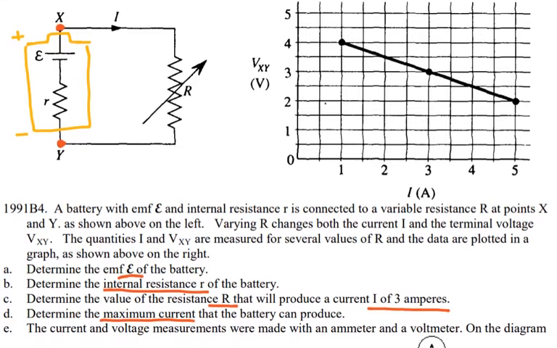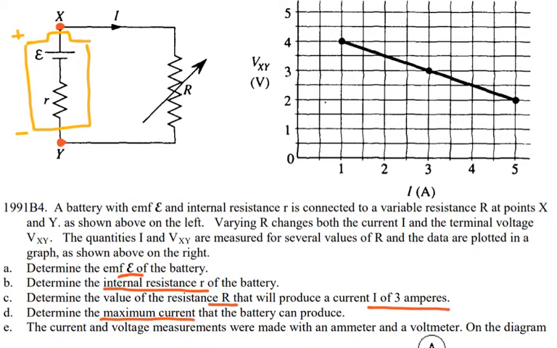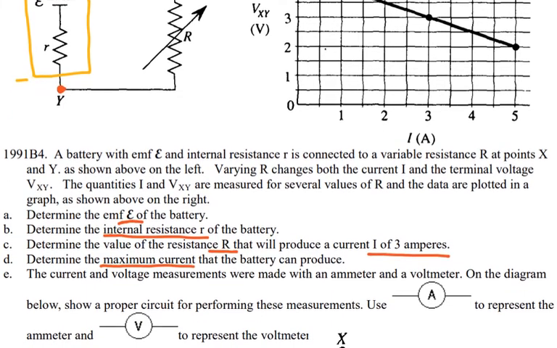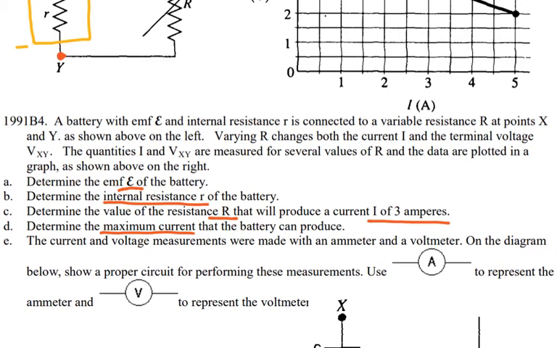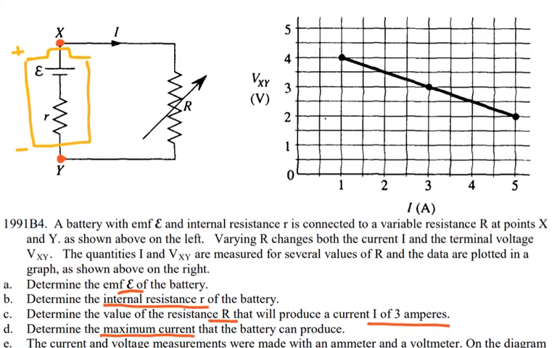The current and the voltage measurements were made with an ammeter and voltmeter on the diagram, and they show you what the ammeter and voltmeter will look like. Okay, let's look at the first ones before we jump to the last ones. So we need to determine the EMF of the battery first for part A.